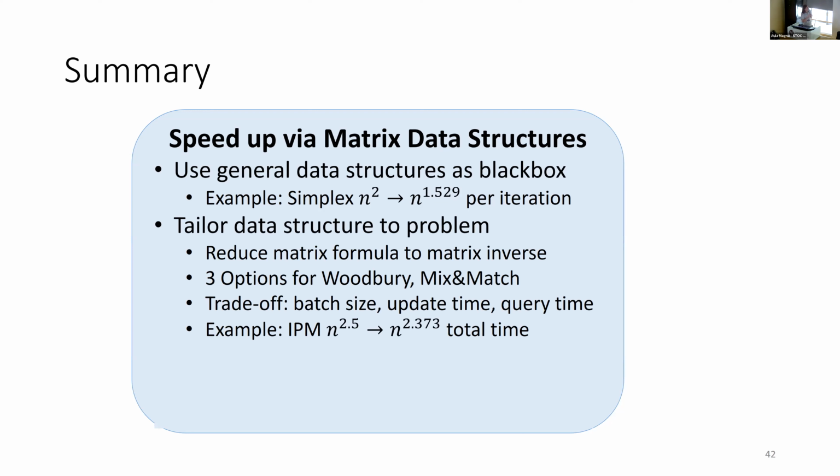I also talked about how you open up the black box, how you can optimize the data structures a bit. The idea here is that whatever formula you have, you can reduce it to matrix inversion. Then just use the Woodbury identity, these three options on how you can use it, with a bit different trade-offs depending on how many entries change all at once, or do you want to pay more during update or more during query? So you really need to mix and match that depending on your specific algorithm. And as an example, I gave that the interior point method for solving linear programs can be sped up from n to the 2.5 to current matrix multiplication time.